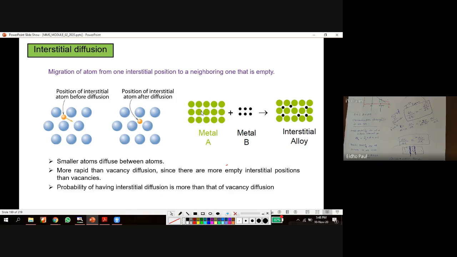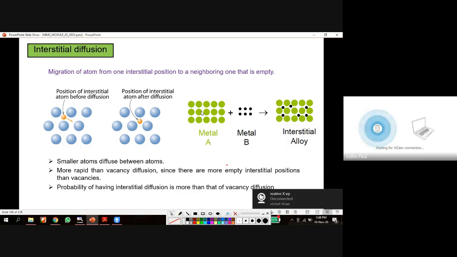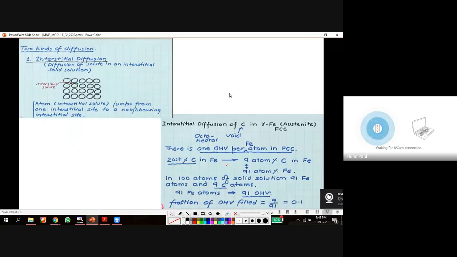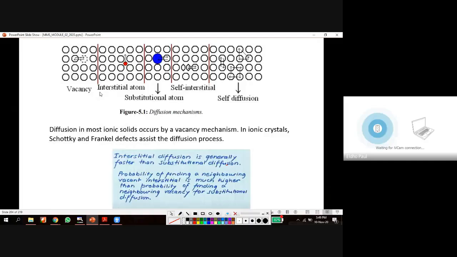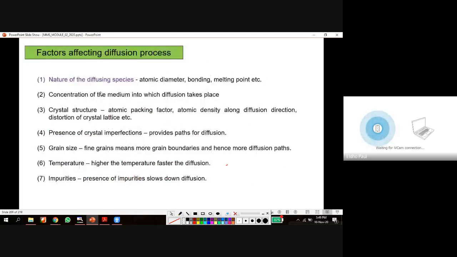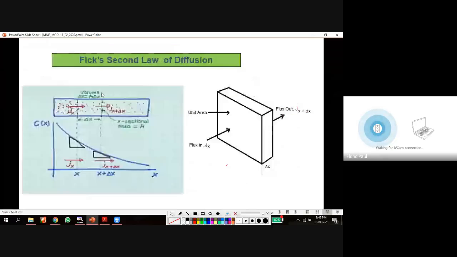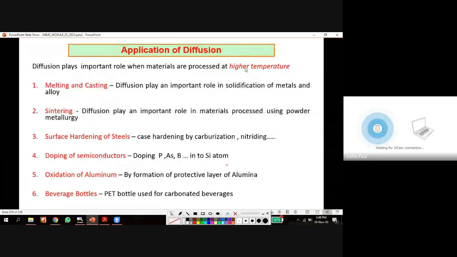Okay. How does the atom get enough energy? By increasing the temperature. When we apply heat to the material, the atoms get more energy and reach the activation energy. They break the bond and change position from one point to another point. So the accelerating agent for diffusion is temperature. So temperature plays an important role in diffusion. We have to maintain higher temperature for proper diffusion.